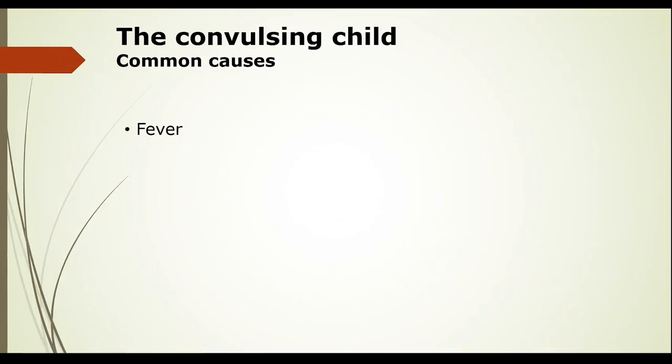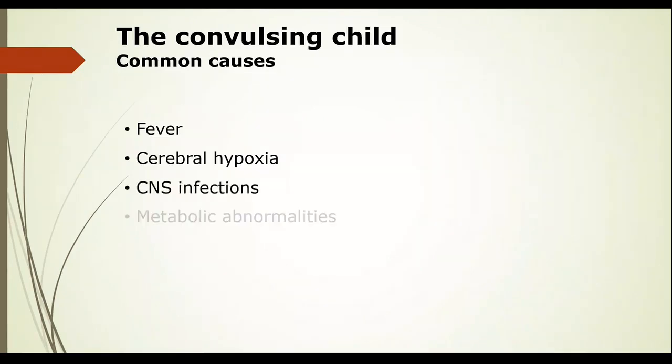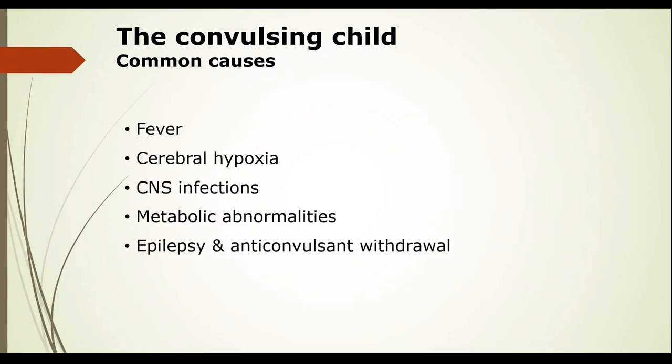Right. So a convulsing child. One of the commonest causes for convulsions is that the onset can be induced by a fever. So one of the examples is febrile seizures, or it could be a child with epilepsy developing a seizure with fever. So that is fever-induced convulsion. Other causes are cerebral hypoxia, central nervous system infections, some metabolic abnormalities, probably epilepsy, or withdrawal of the anticonvulsants. Right. So next slide, please.